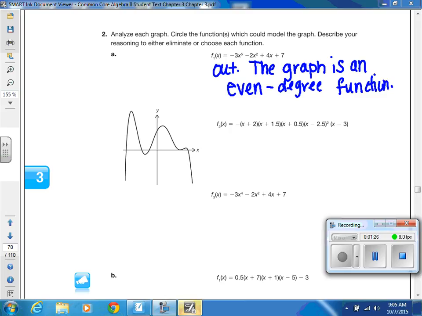Alright, let's check out this one. Is that just the even degree and odd degree? Are these two still in the running? Okay, let's go to another easy one. What about A? If A is positive, then it's going to be going up forever. If A is negative, it's down forever. So what's happening here with A? Down forever, so A is negative. That one has negative and that one has negative. That doesn't really help.